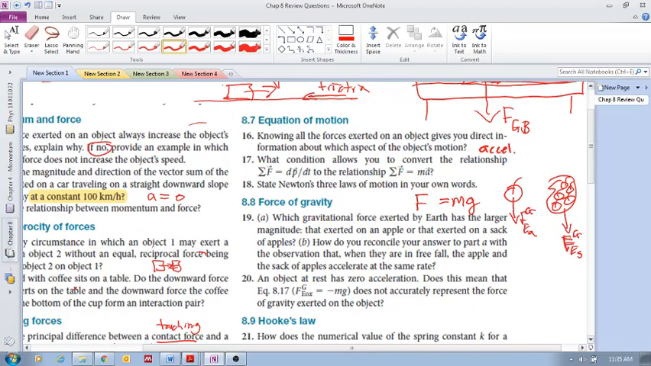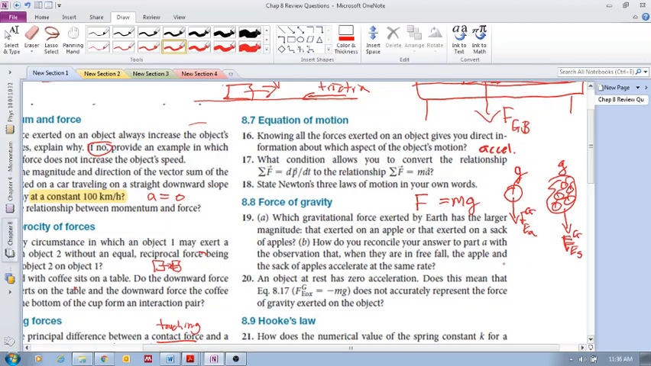Now it says, but how is it possible that both of these have the same acceleration, g? How is it that they have both the same acceleration? What's your answer for this? What do you think?